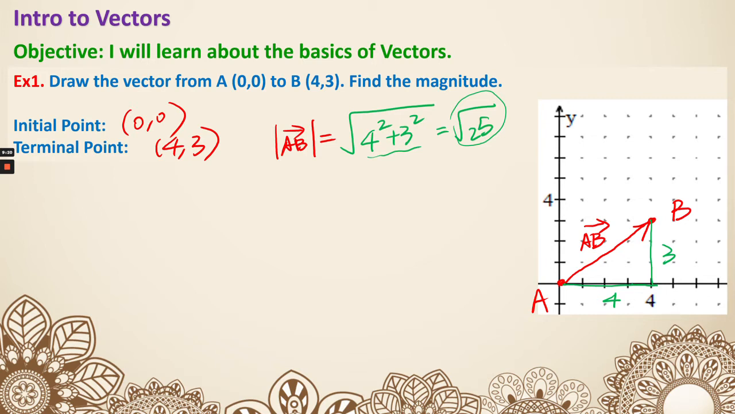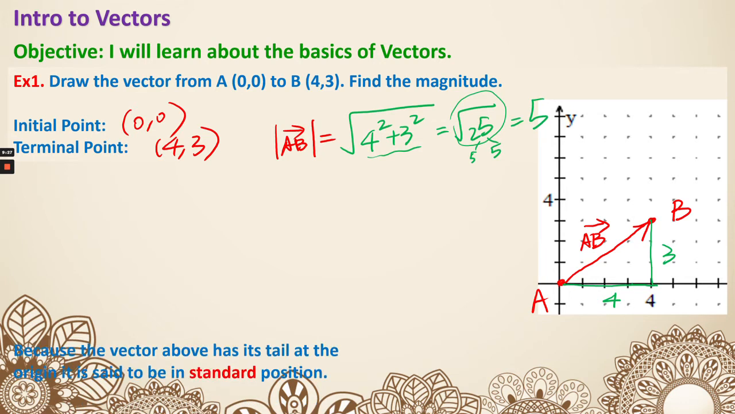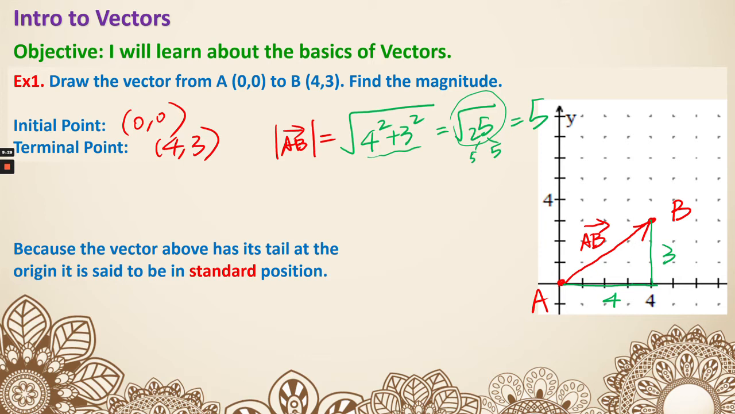In this case, square root of 25, that's just 5 and 5. So a pair of 5s simplifies to be a 5. Because the vector above has its tail at the origin, it is said to be in standard position. This is the standard position.